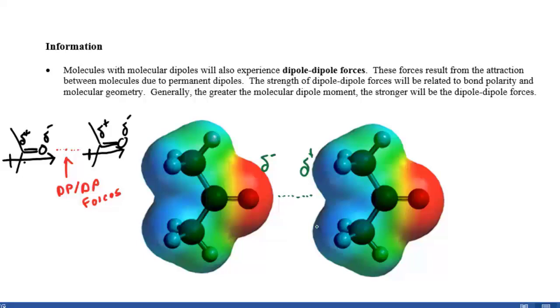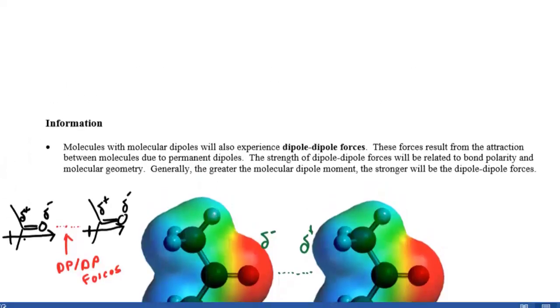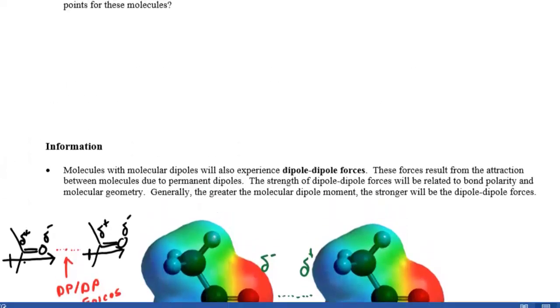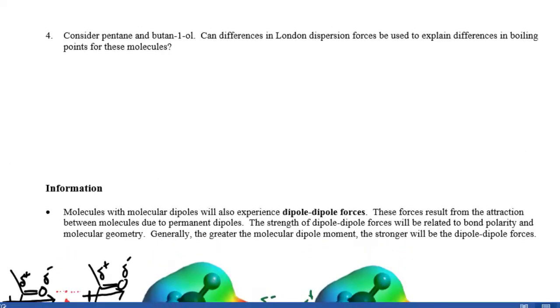So while London dispersion forces are ubiquitous, in a sense they're harder to understand because they're due to temporary dipoles. Dipole-dipole forces will only exist in polar molecules, and therefore they're not quite as common, but they're definitely easier to understand. So now if we come back to question number 4, and if we make a comparison.